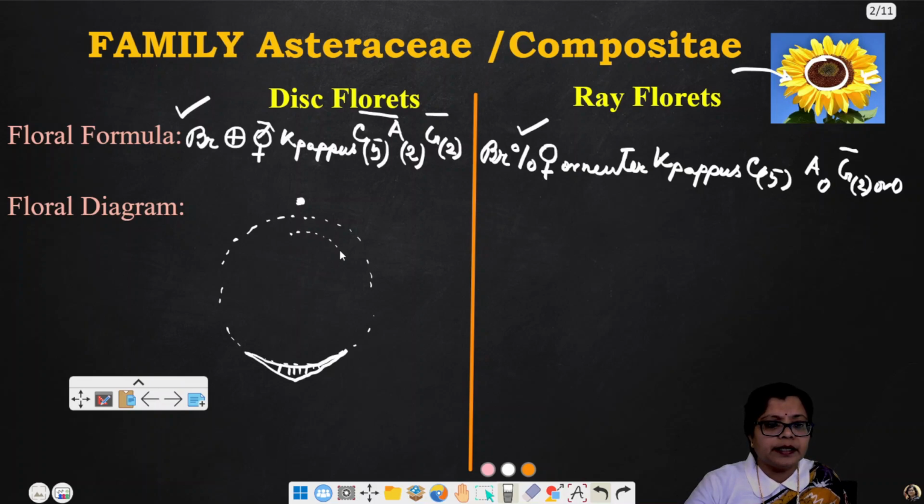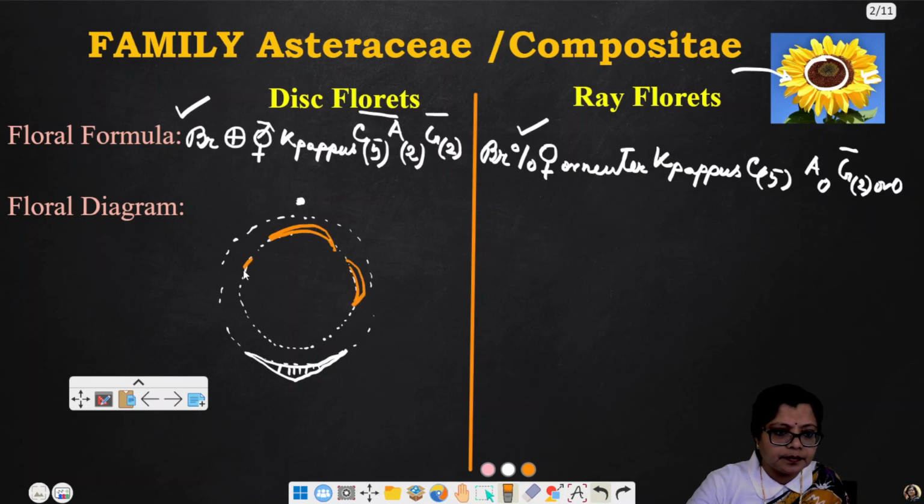Now what have we learned? Calyx, it is pappus type, right, hair or bristle like. What we have to draw? That is calyx. This represents calyx. Okay.